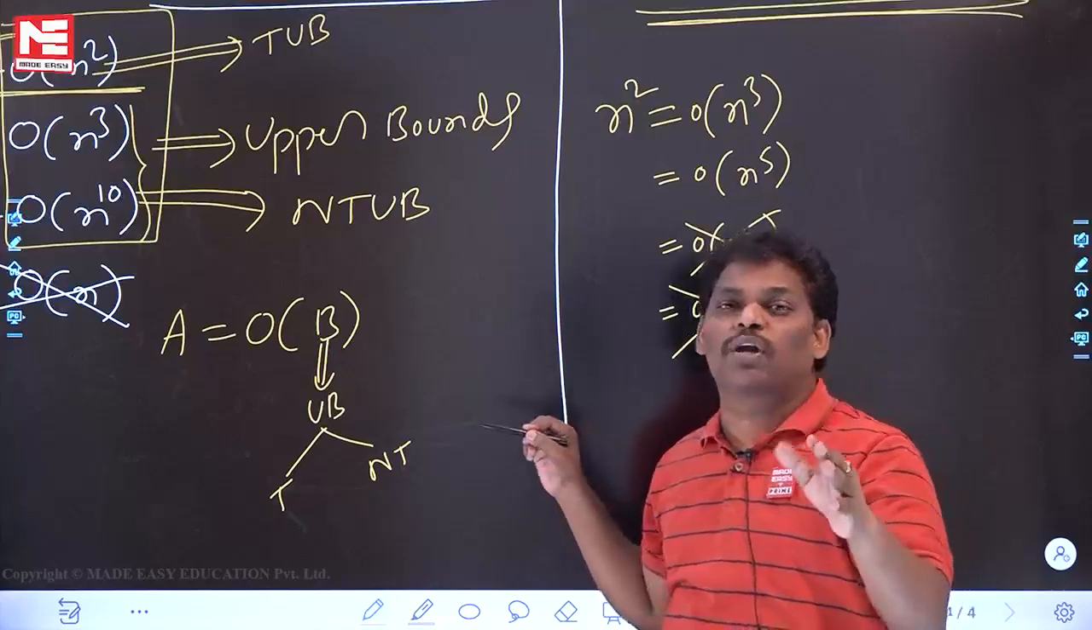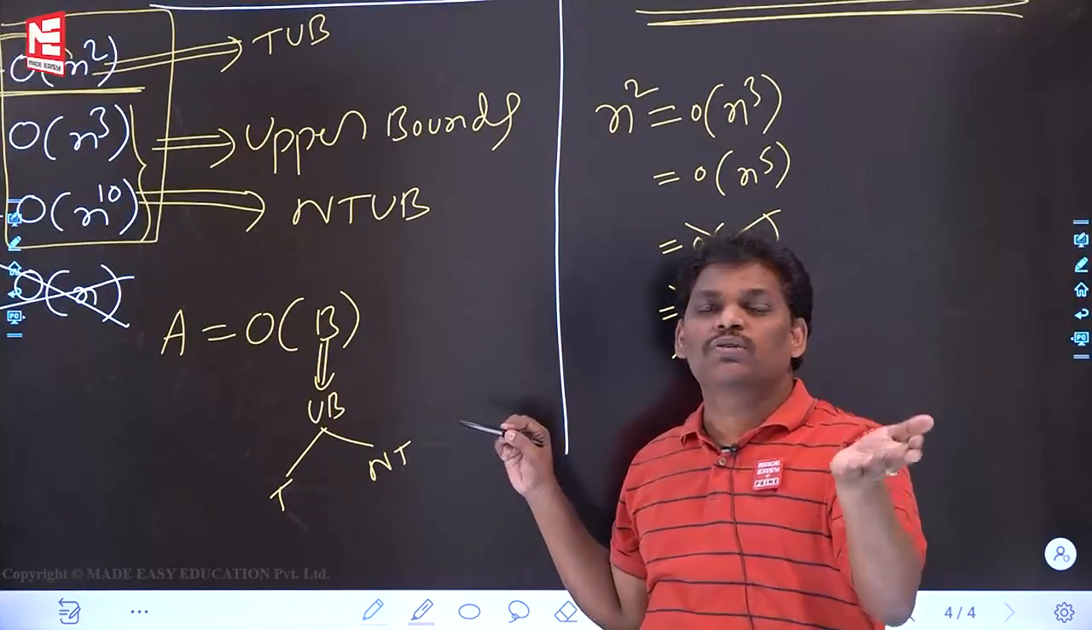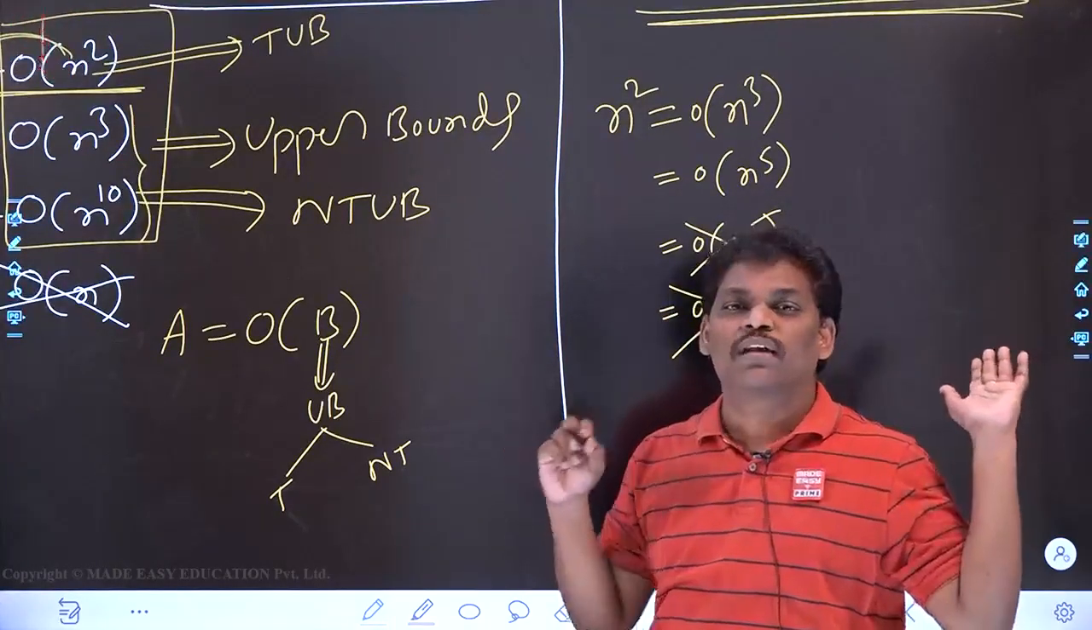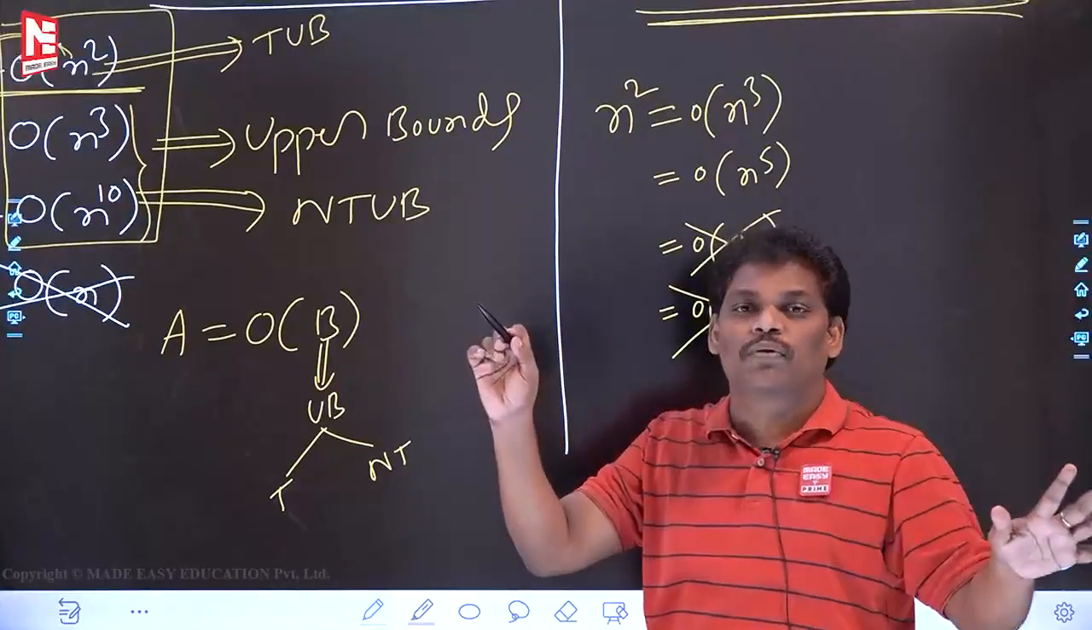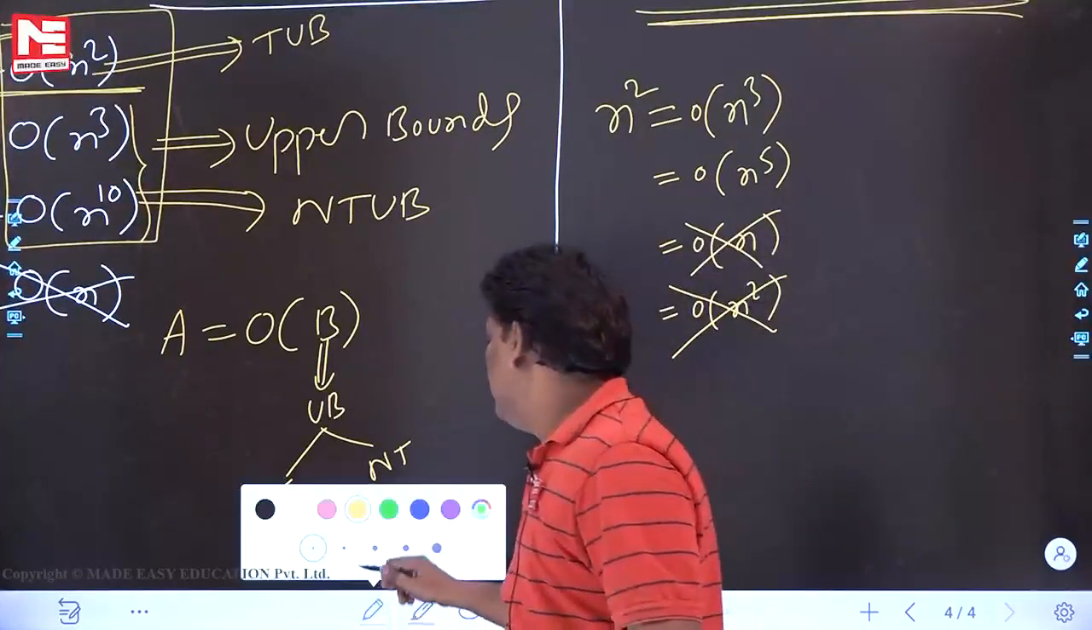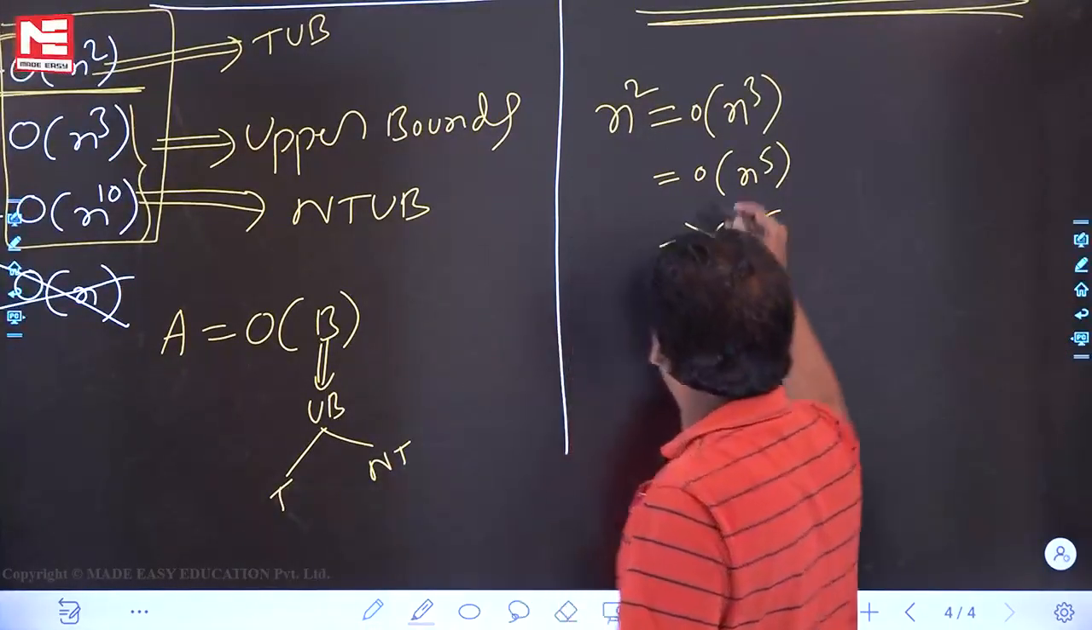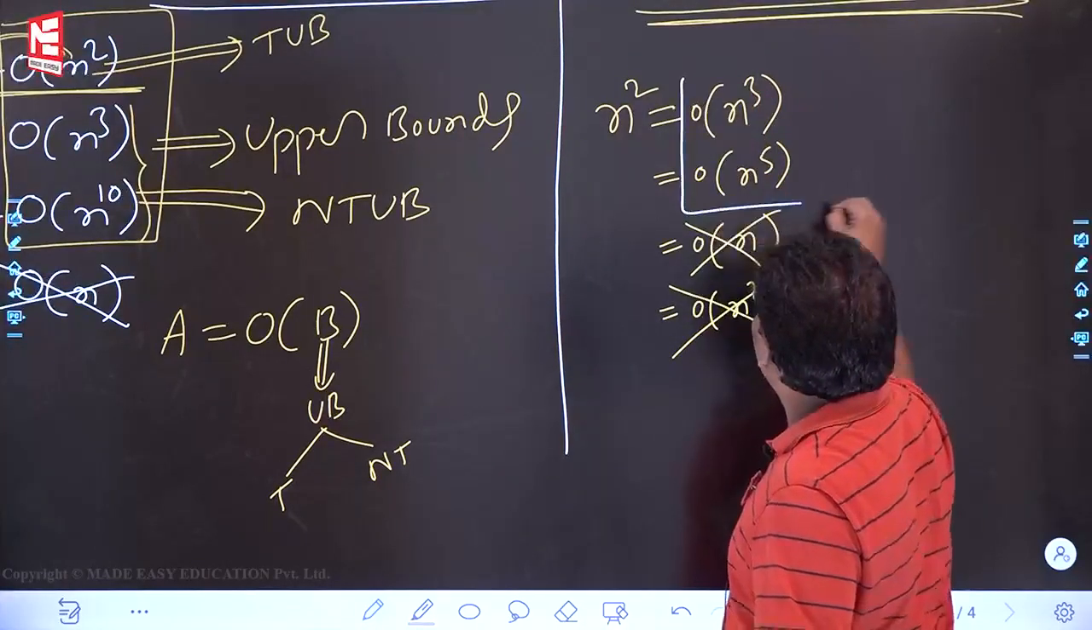Can you help me with one small line now? In big O notation, who is there on the right-hand side? Either greater or equal functions. But in the case of small o, who will be there on the right-hand side? If you observe, what is the answer?